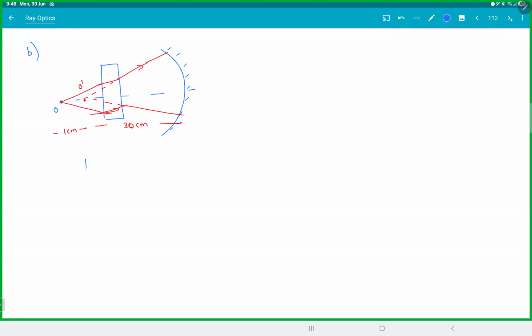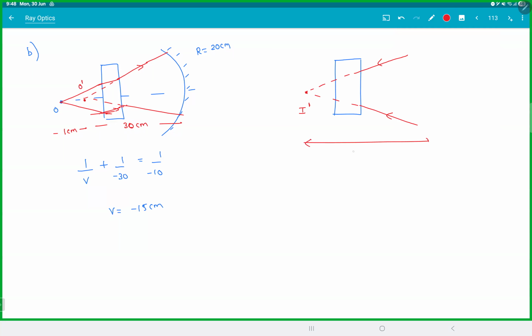So apply the formula for mirror, 1 by V plus 1 by U. U is minus 30 centimeters. Radius is 20 centimeters. R is negative. So focal length is 1 by minus 10. So V is minus 15 centimeters. That means this mirror is trying to put the image at 15 centimeters. So this would be the image. Let's call it I dash. 15 centimeters from the mirror.